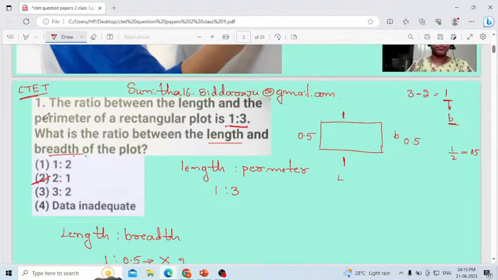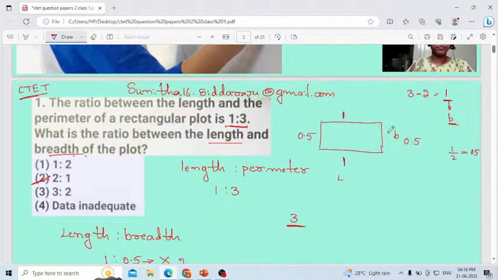I will explain once again, if you have any doubt. Listen here. Here they have given the ratio between the length and perimeter of a rectangular plot. Forget about the ratio. Consider the perimeter of this rectangular plot to be 3. Then the length of the plot is given, that is 1. You know, in a rectangle opposite sides are equal. Consider this as the length, and the opposite one as the breadth. The length of the rectangular plot is 1, so the opposite side is also 1.